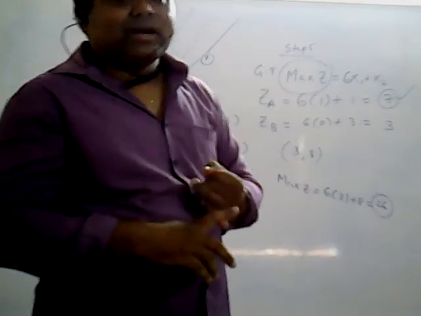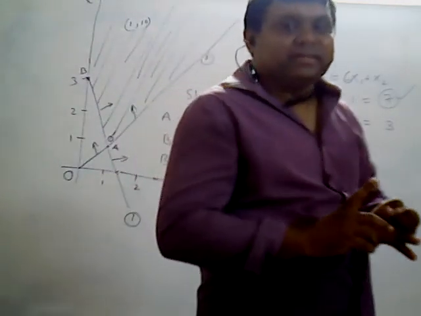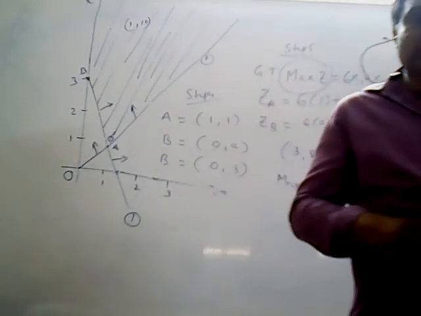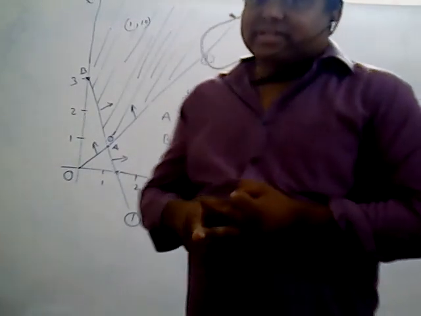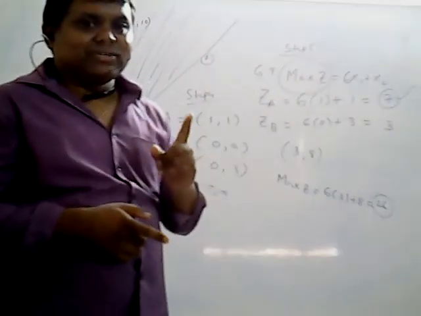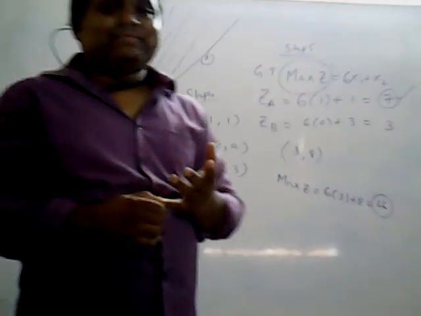So we have completed the alternate optimal solution and then the unbounded solution. In the next class, we will discuss the infeasible solution. The last one in the graphical method we will discuss is the infeasible solution.